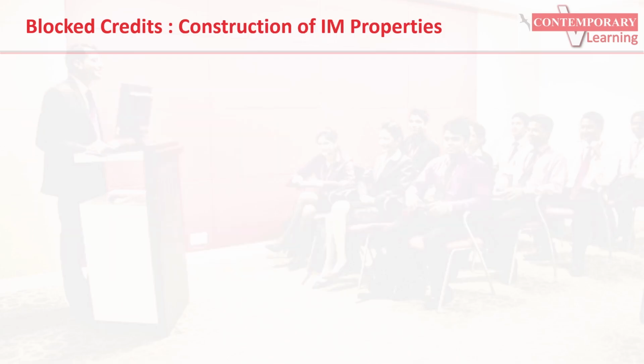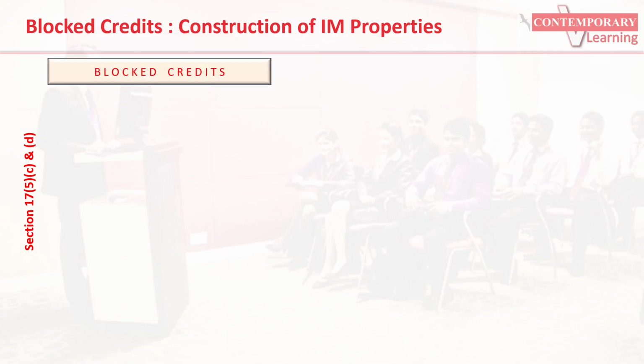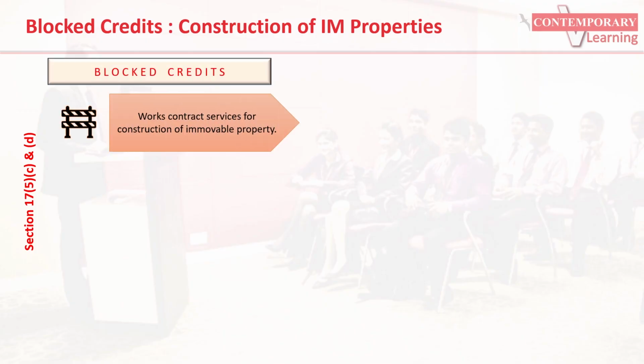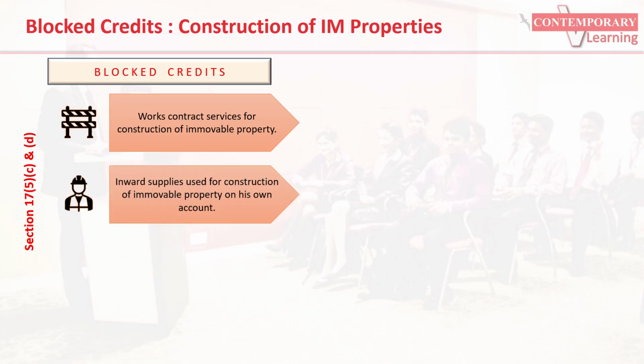This is perhaps one of the most complex areas of blocked credits: construction of immovable property. There are 2 specific restrictions here. First, works contract services for construction of immovable property are blocked. Second, inward supplies used for construction of immovable property on your own account are also blocked. But before you think all construction related ITC is blocked, let me explain the exceptions.